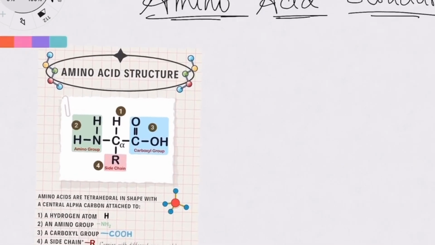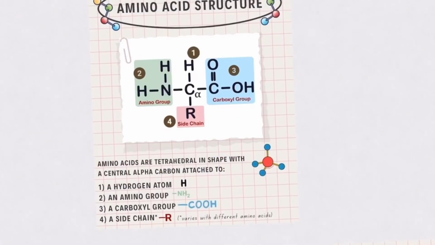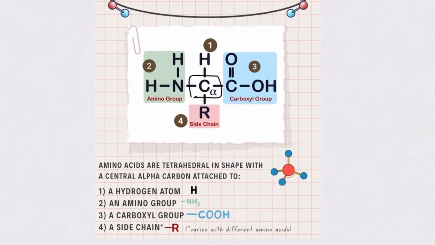So today we're going to learn about amino acid structures. And here's a basic structure for amino acid. We have a central alpha carbon that is attached to a carboxyl group, an amino group, a hydrogen group, and a side chain. Now remember that this side chain differs for each amino acid. And I'm just gonna write AA for amino acid.